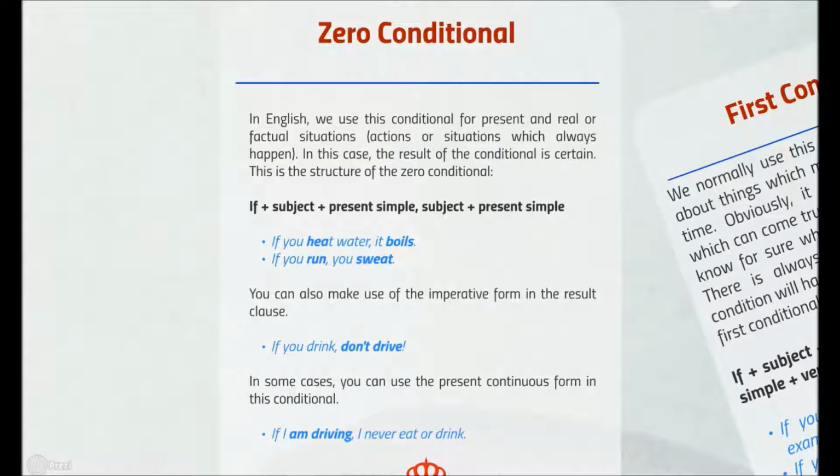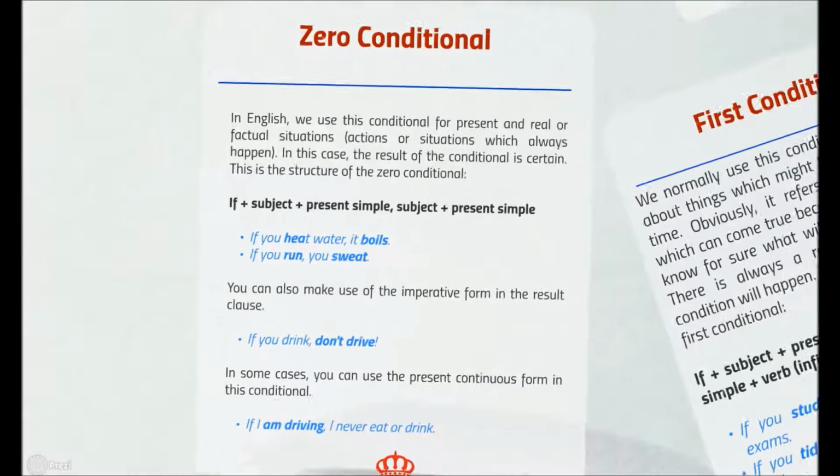If plus subject plus present simple, comma, subject plus present simple. For example, if you heat water, it boils. If you run, you sweat. You can also make use of the imperative form in the result clause. If you drink, don't drive. In some cases, you can use the present continuous form in this conditional. For example, if I am driving, I never eat or drink.